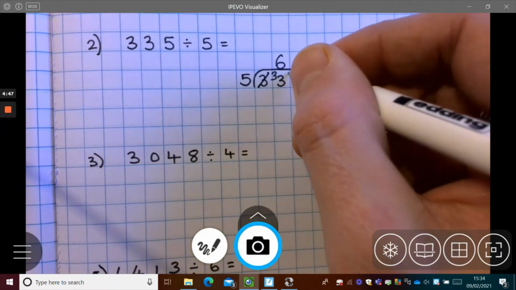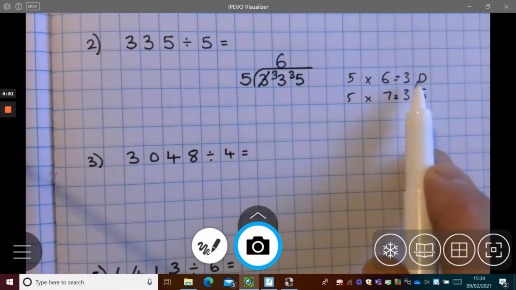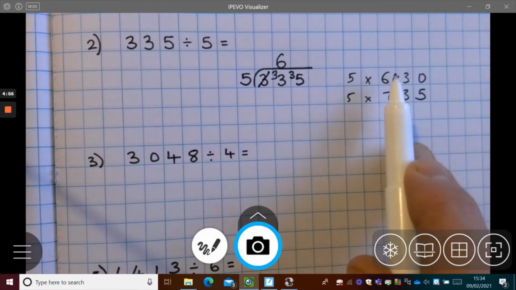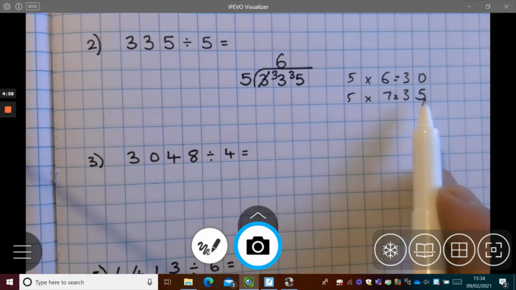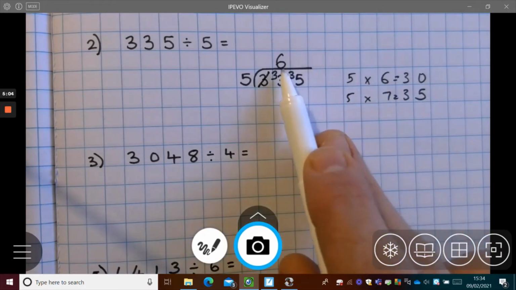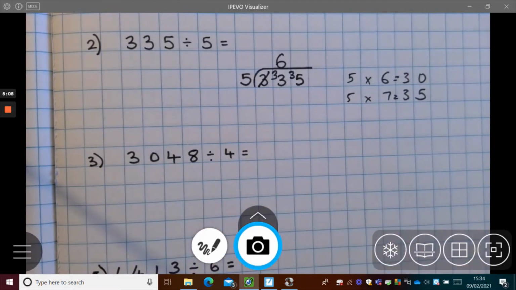So I've got 3 to bring across into the next column. I used 5 times 6 because that was the nearest one without going over. I couldn't use 5 times 7 because it was too big. Using 5 times 6 is 30, so I know I could make 6 groups of 5, but I had 3 left over, which I brought into the next column.